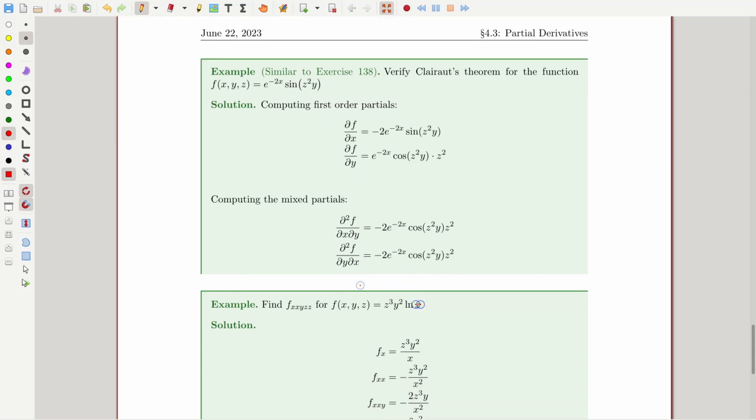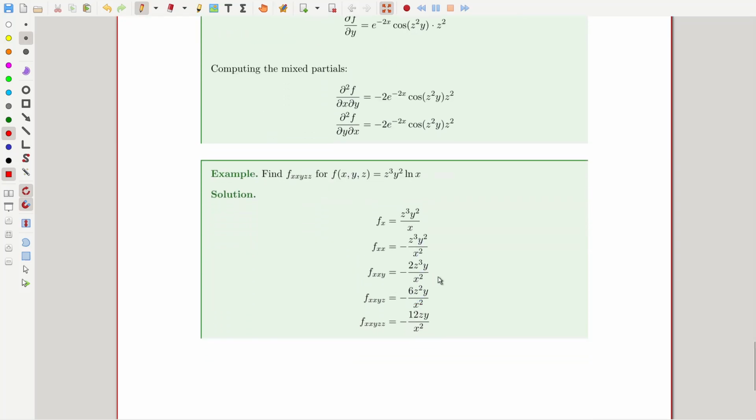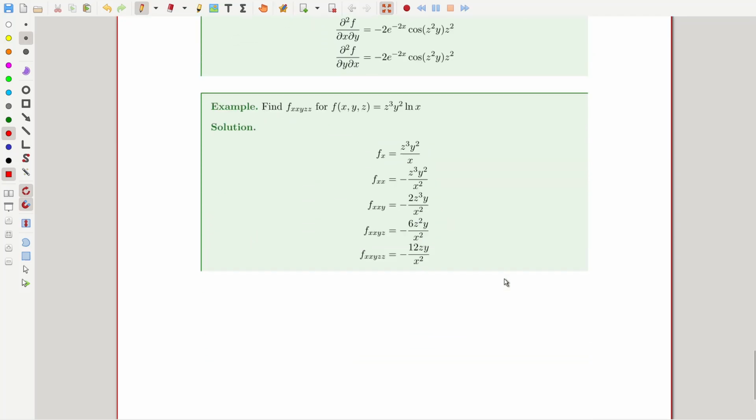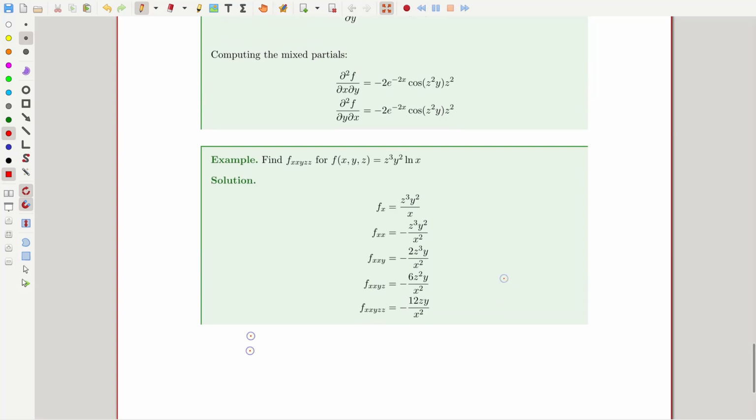Okay, and I think this is the last example I have here. Fun little example, I suppose. So you can take really high order derivatives if you want to, or if you're asked to. So the x, y, z derivative. We do this from left to right, because that's how this notation works. So first we take the x derivative. You can see that the z and the y are treated as constant.